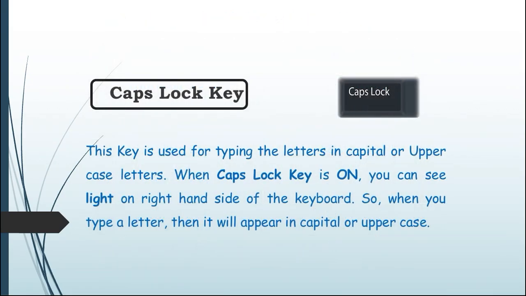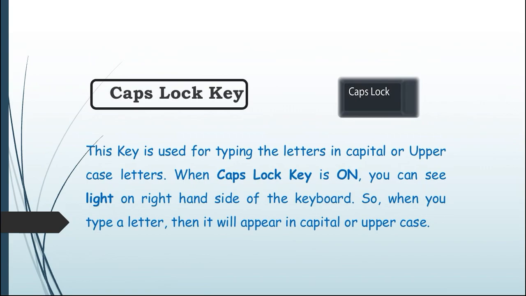Then we have the caps lock key. What is the purpose of a caps lock key? This key is used for typing letters in capital or uppercase. When the caps lock key is on, you can see a light on the right-hand side of the keyboard. So when you type a letter, it will appear in capital or uppercase. So basically a caps lock key is used to make capital letters. Caps itself denotes that this is for something capital.